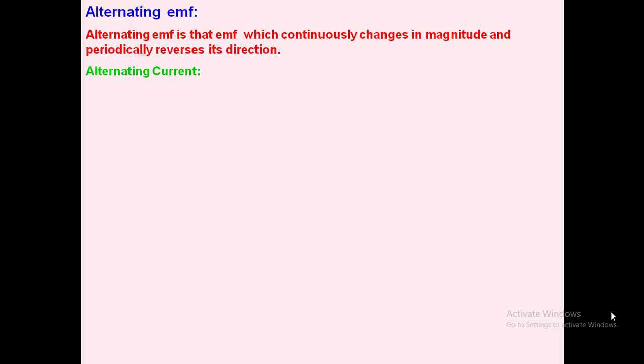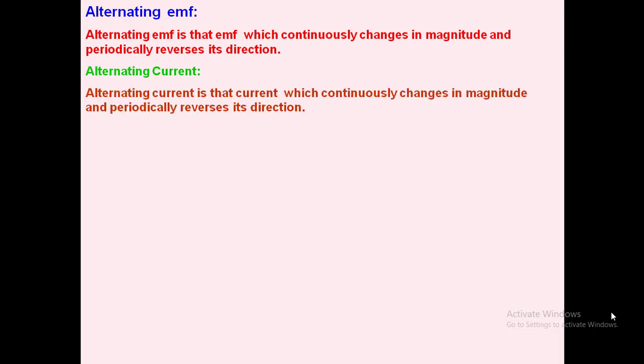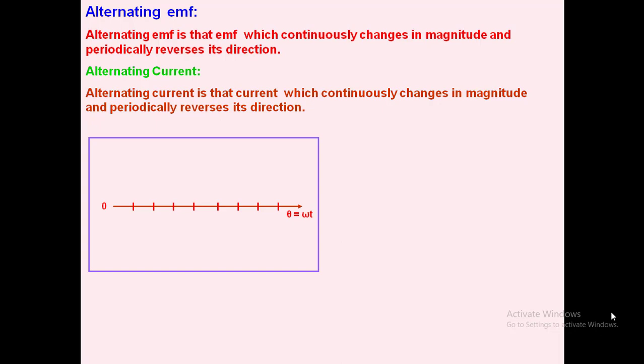Alternating current, which is also called AC. Alternating current is that current which continuously changes in magnitude and periodically reverses its direction. How to represent alternating current as well as alternating EMF.